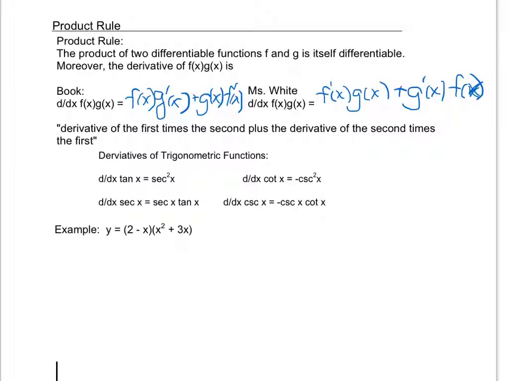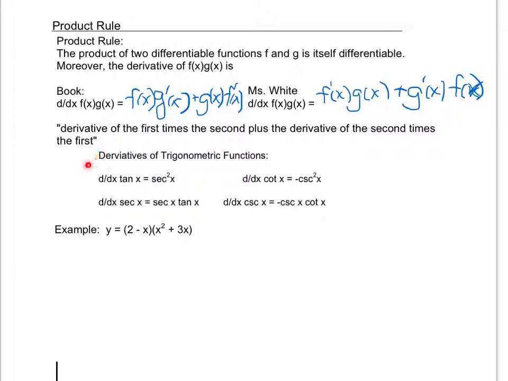But again, notice that I'm doing the same thing. I'm multiplying the first derivative by the second function. I'm just doing it first instead of second. I'm multiplying the second derivative by the first function. Again, I'm just doing it second instead of first. So that is why they are the same, even though I do it in a different order than the book.